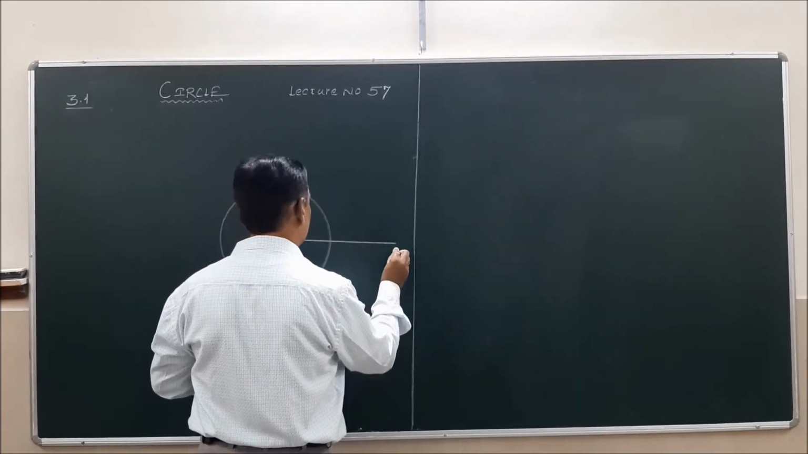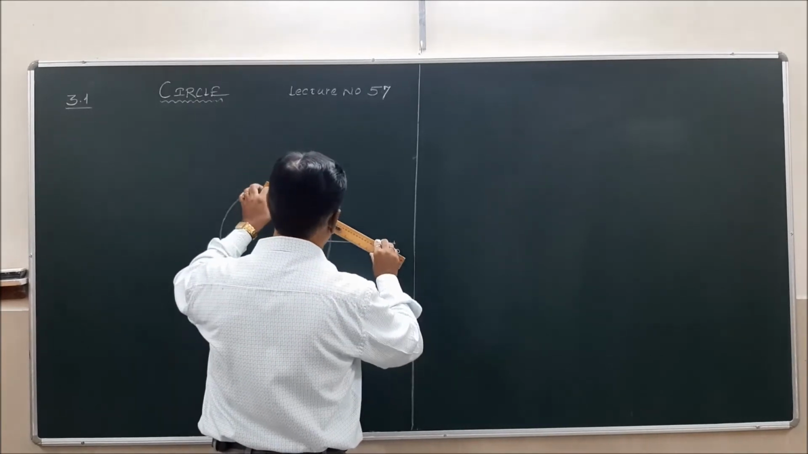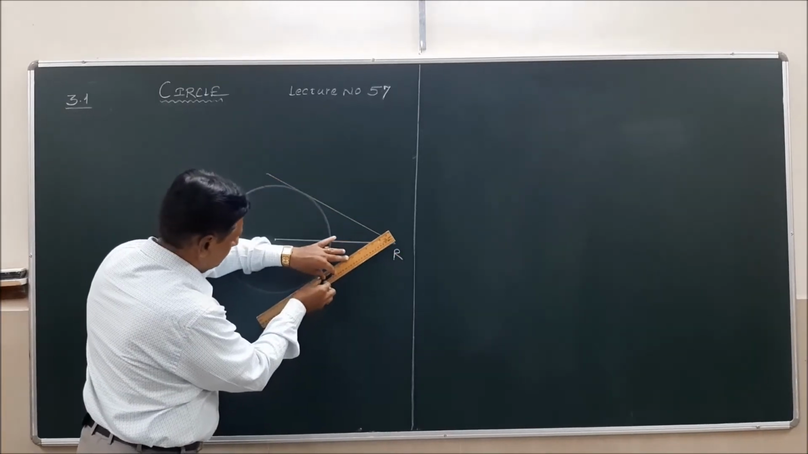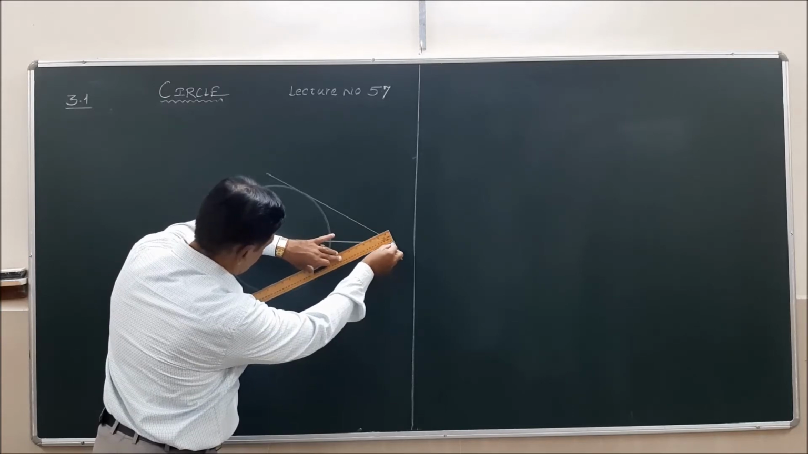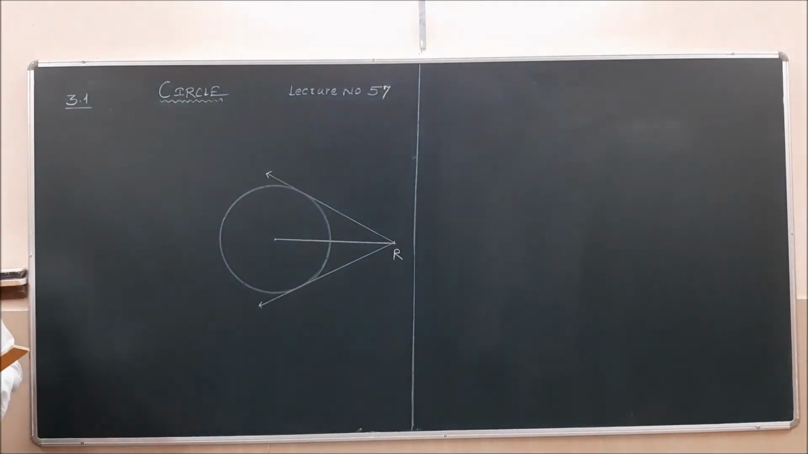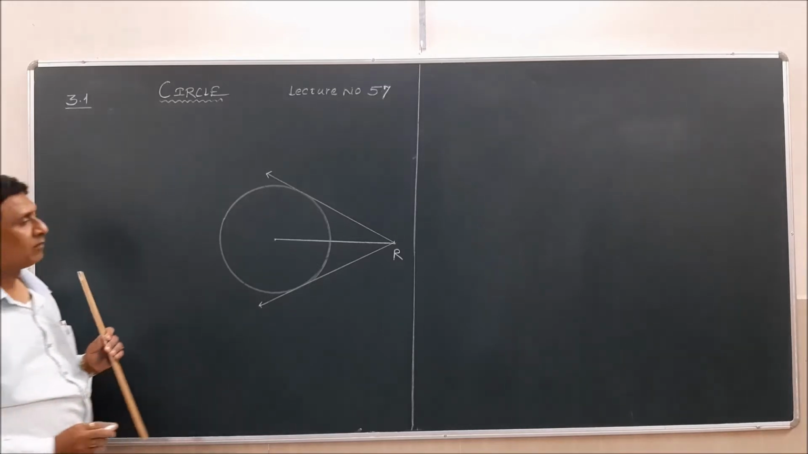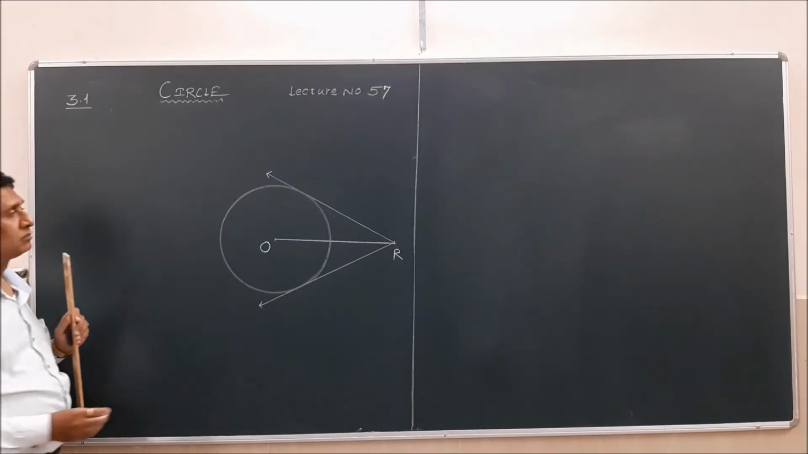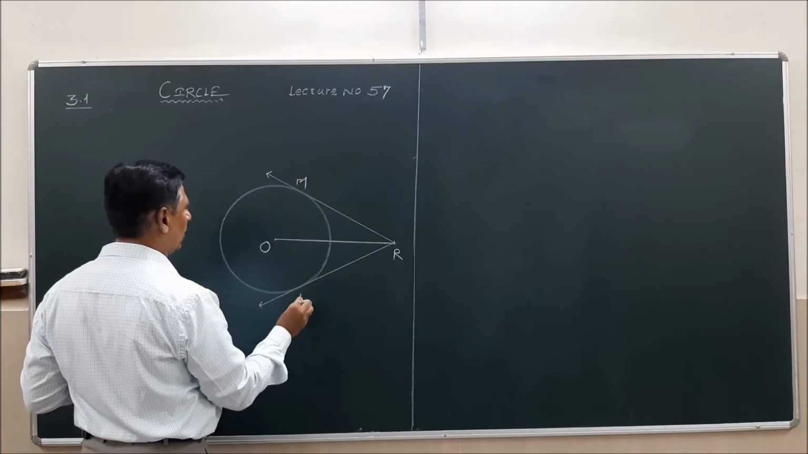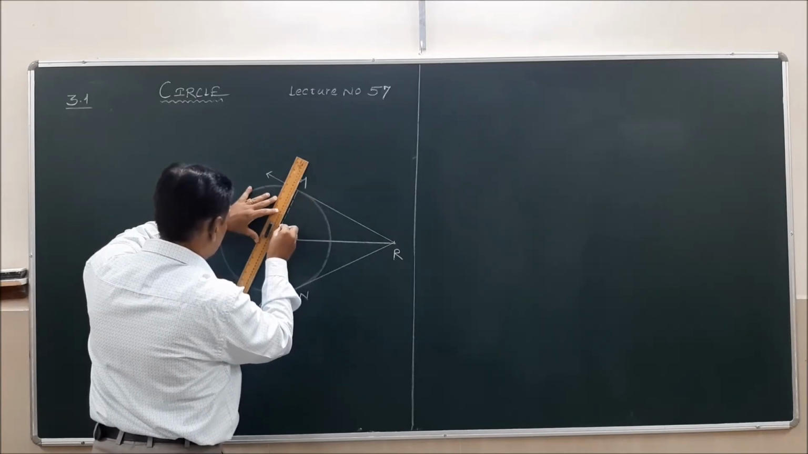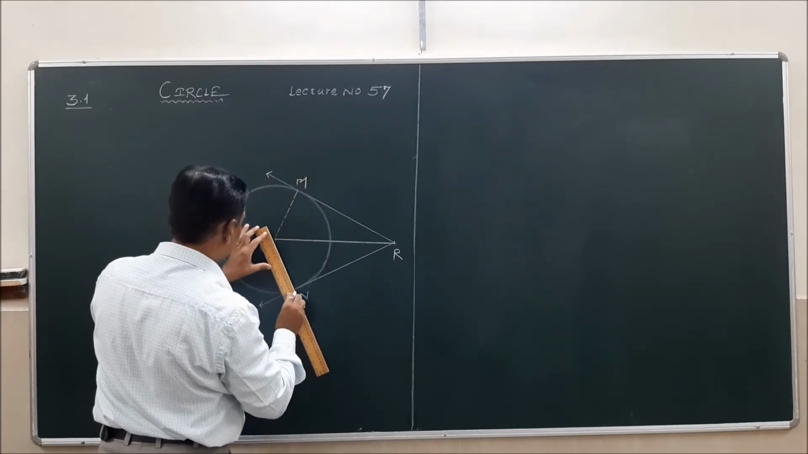Here there is point R. From point R, two tangents are drawn to the circle. O is the center of the circle. Here two points are given, namely points M and N. I am going to join these all, and O as well as ON.